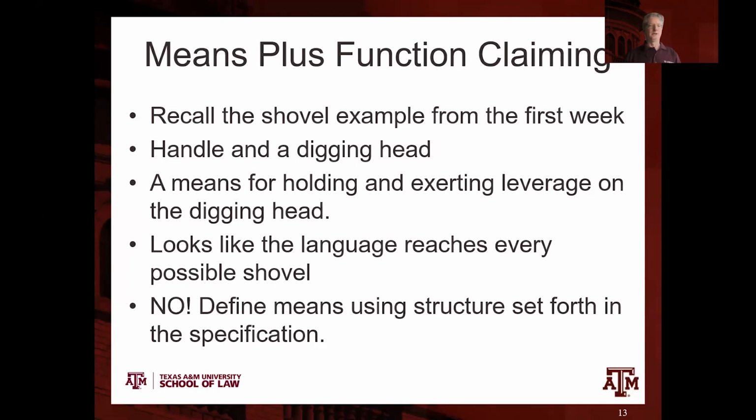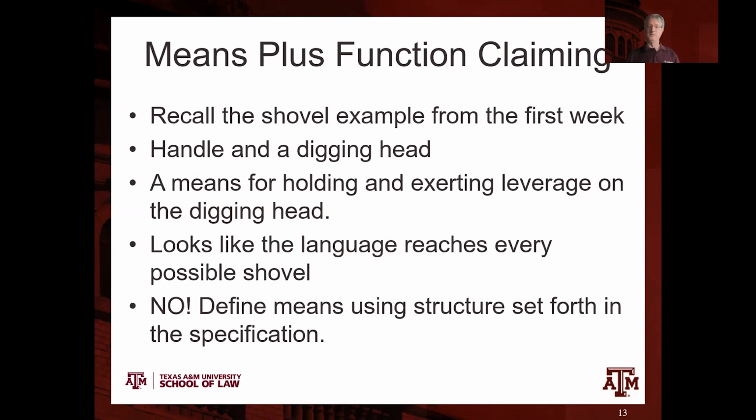And so the example I want to use here is the shovel example from the first week. So we talked about having a handle and a digging head. Instead of saying a handle, could we say a means for accomplishing a function, a means for holding and exerting leverage on the digging head? And so that way you might think that the language in my patent claim, because I've said this very generally, encompasses every possible shovel. Any type of handle configuration that might work is encompassed by my claim language. That might be your initial thought when you see this sort of means plus function language, but that's actually wrong.